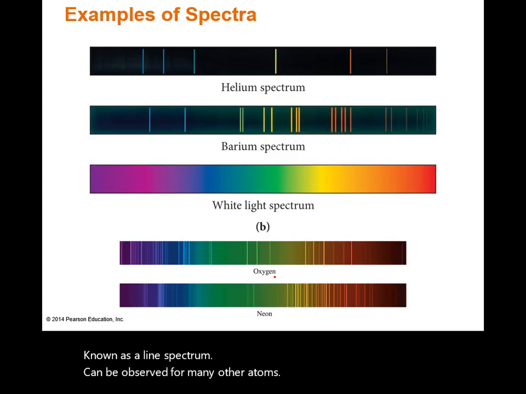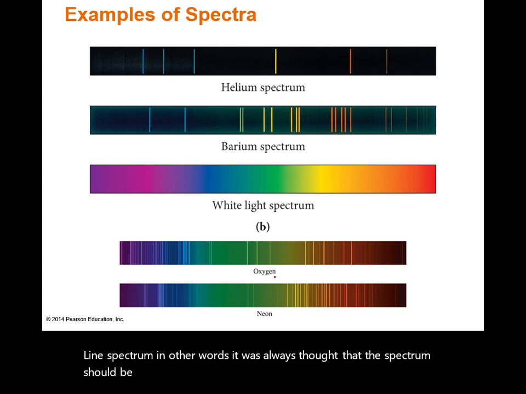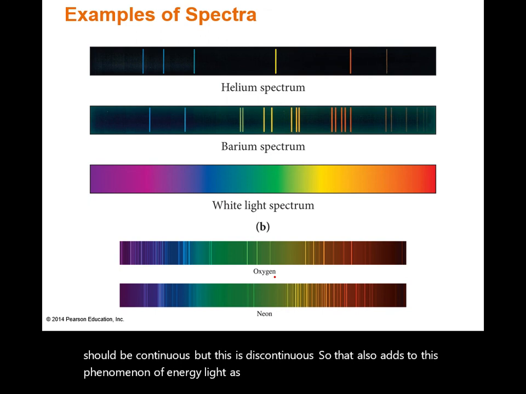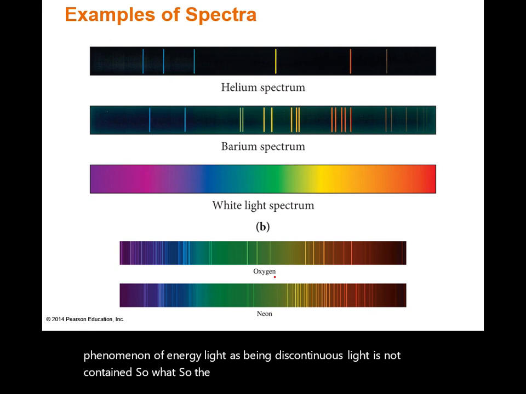And each atom has a unique line spectrum. In other words, it was always thought that the spectrum should be continuous, but this is discontinuous. So that also adds to this phenomenon of energy, light, as being discontinuous. Light is not continuous.